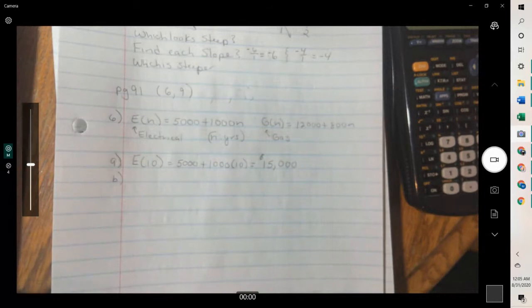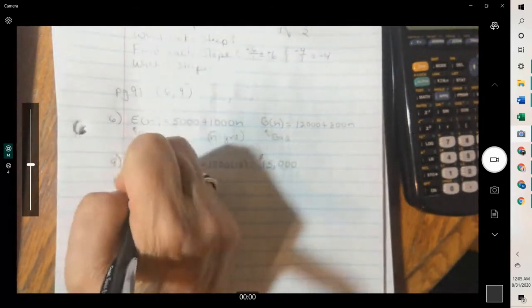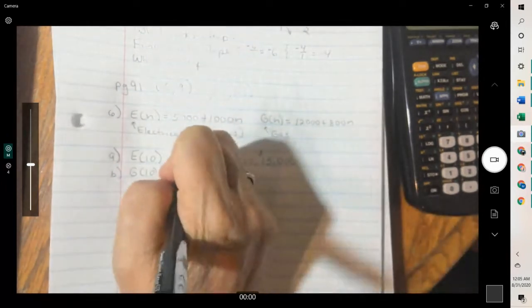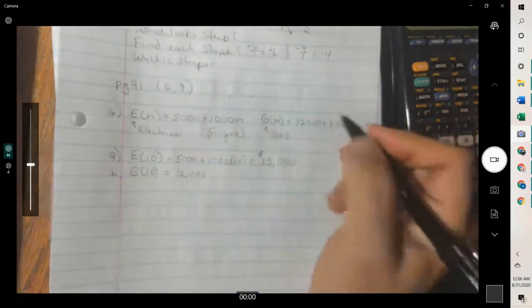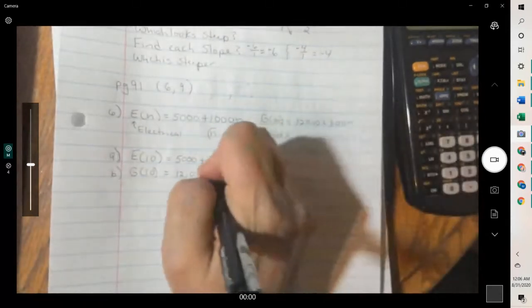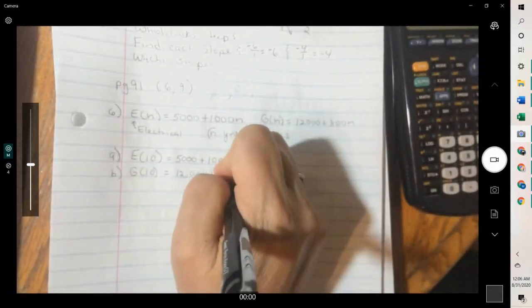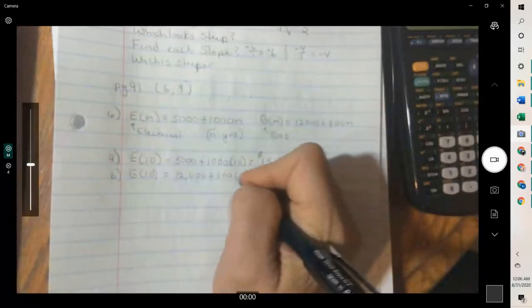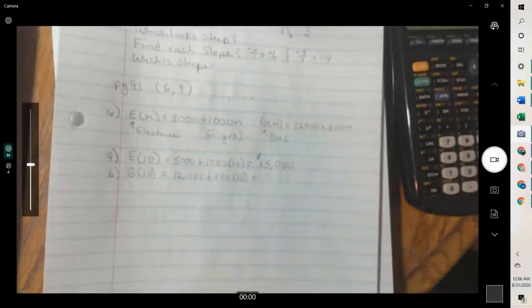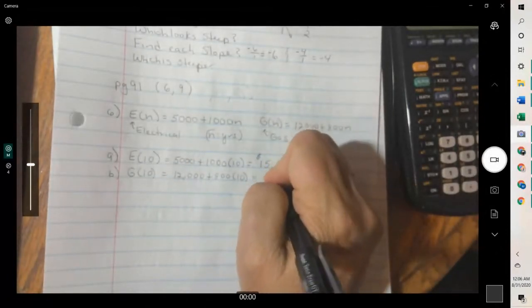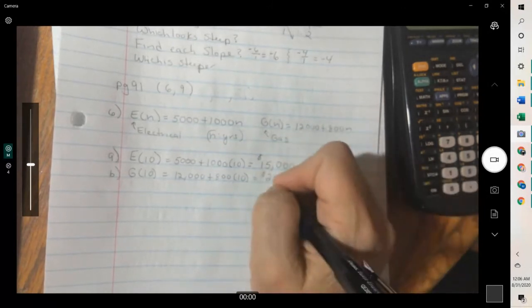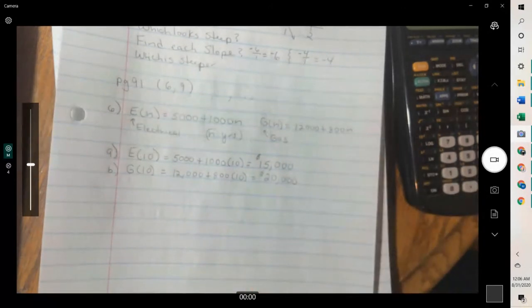Find the cost of heating a home using gas for 10 years. So 12,000 plus 800 times 10. This will make 8,000 plus 12,000, 20,000. So it definitely costs more for gas.